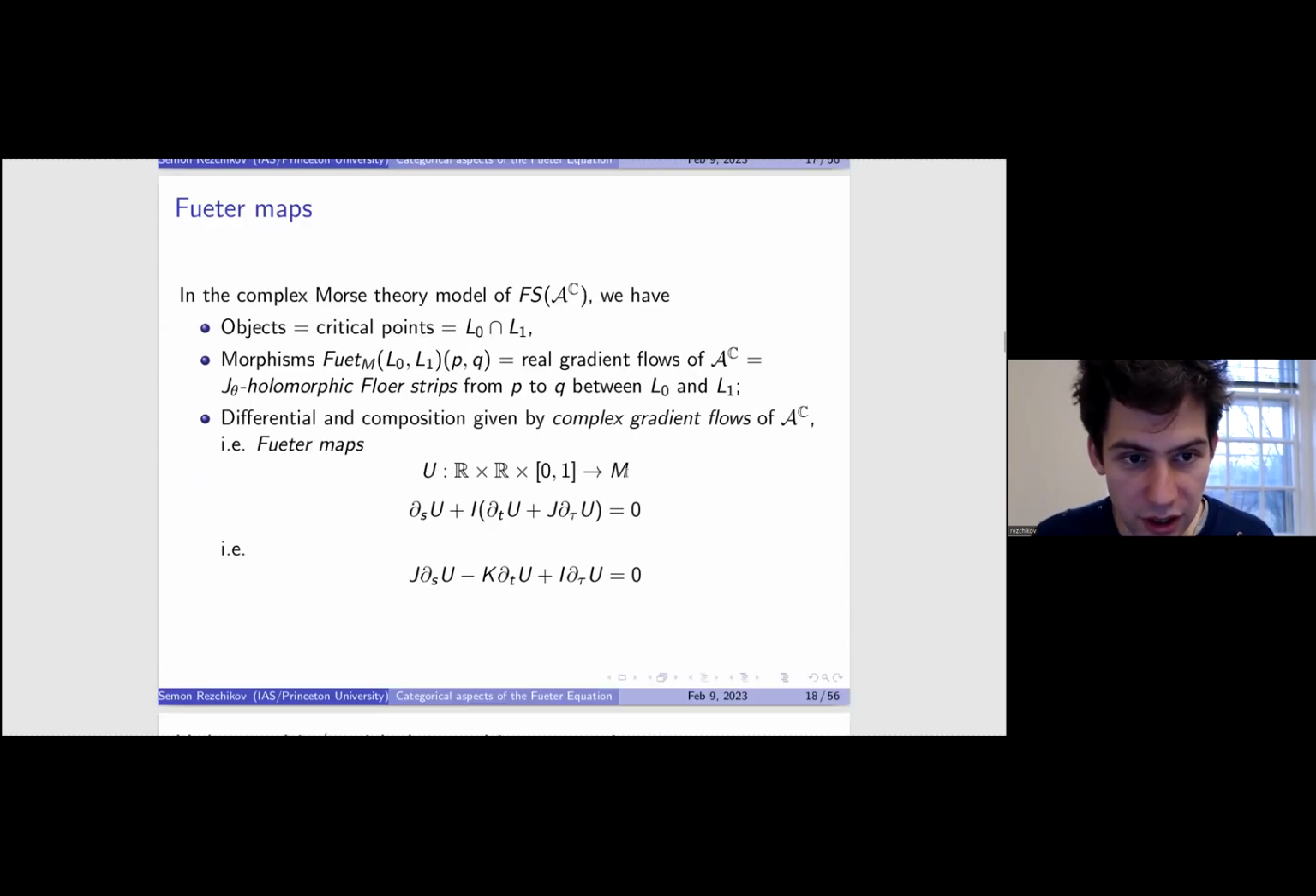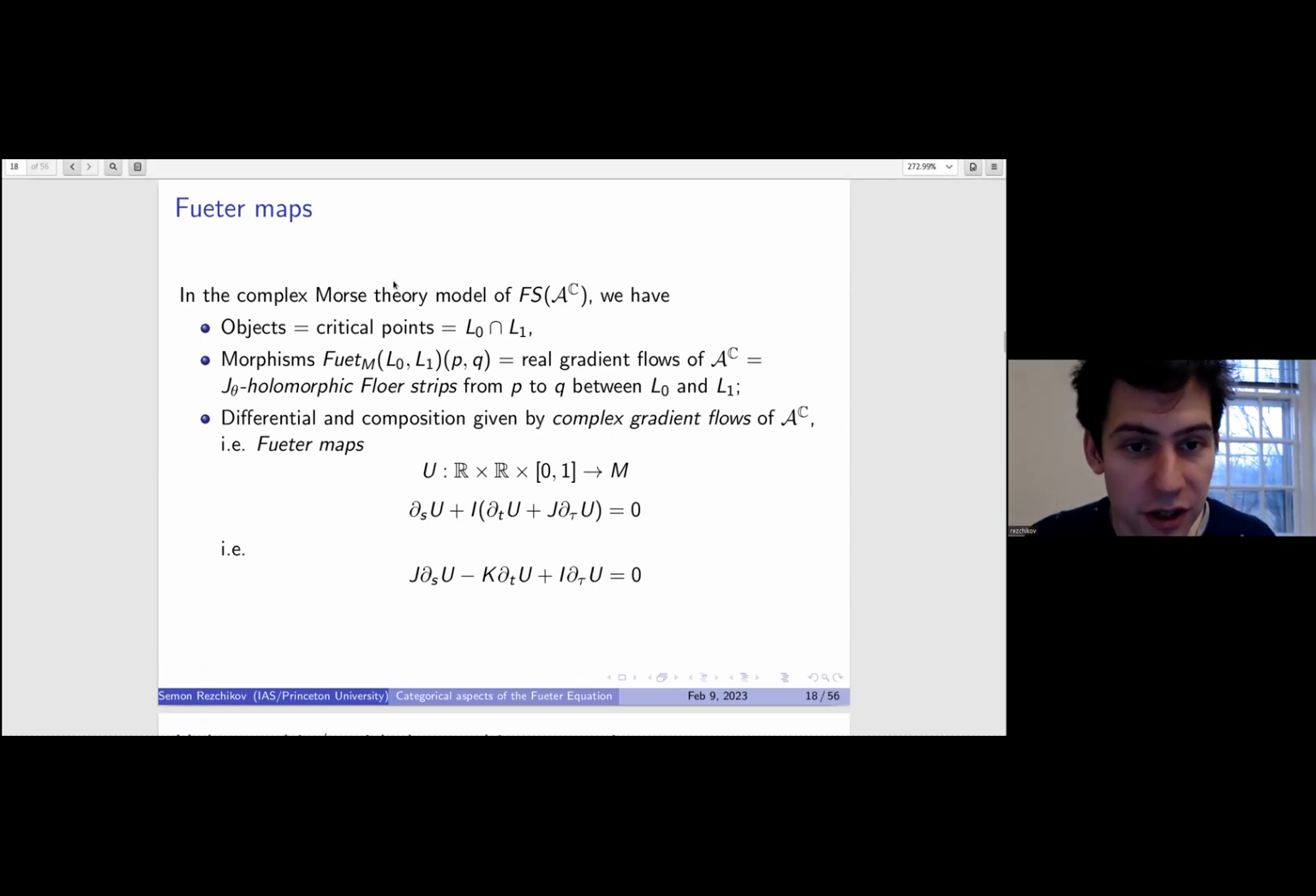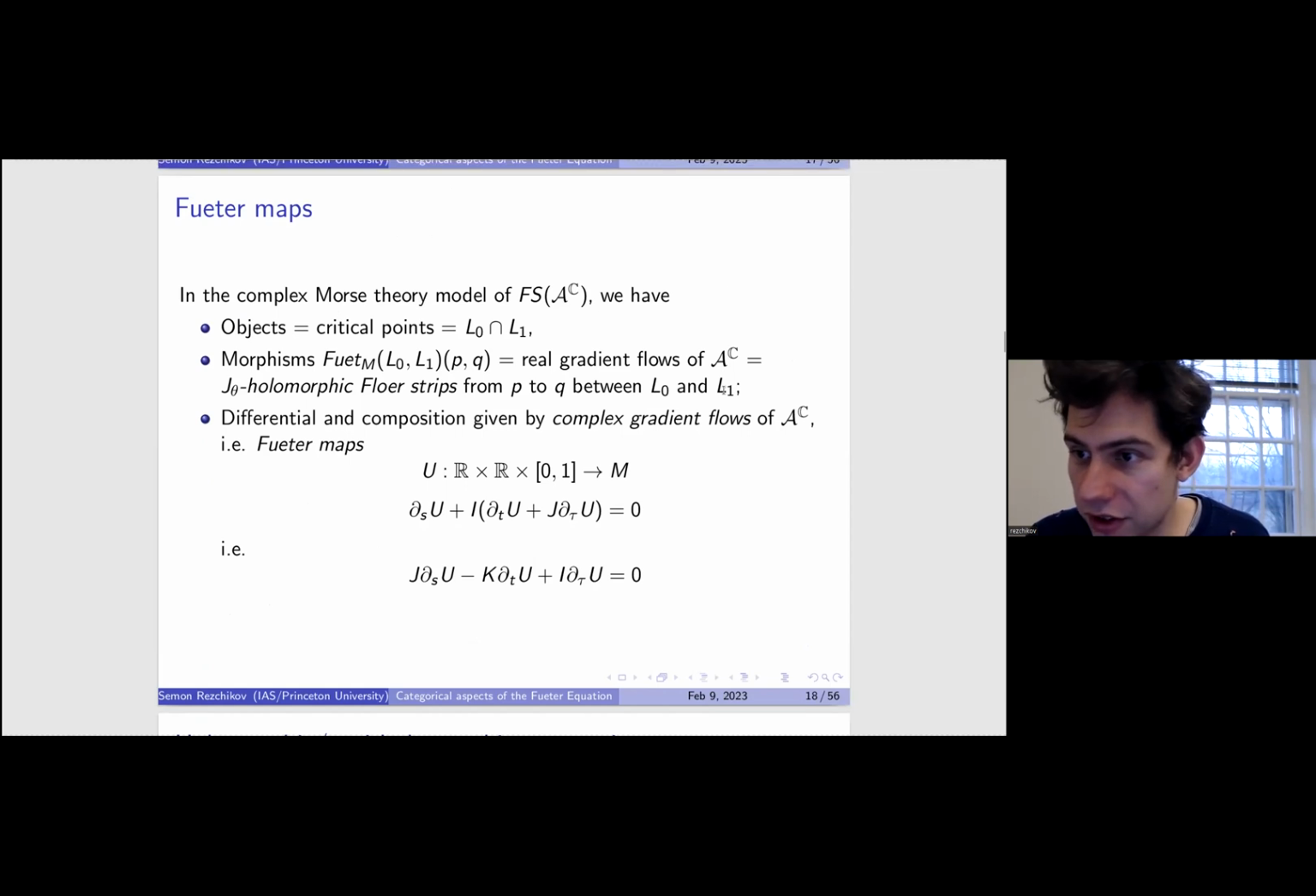So what are the objects supposed to be here? For the hom between two holomorphic Lagrangians, it should be this complex Morse theory of the complex symplectic action functional. So its objects should be critical points of this functional, which are the intersection points. The morphisms should be the real gradient flows of this complex symplectic action functional, which are just real gradient flows of the real symplectic action functional. So we know what those are: J_theta-holomorphic strips, where the J_theta are these equatorial complex structures. And then the differential and the composition should be given by complex gradient flows of this complex action functional. You compute and you get an equation that looks like this. This equation, or its modifications, is called the Fueter equation.